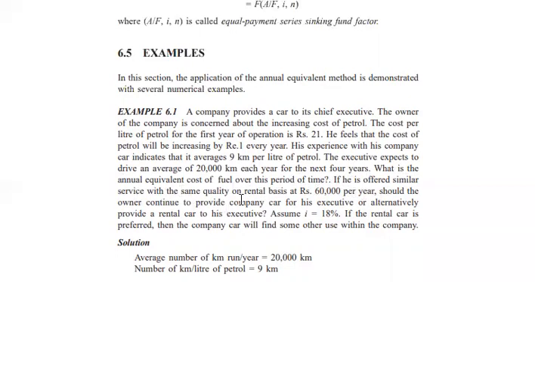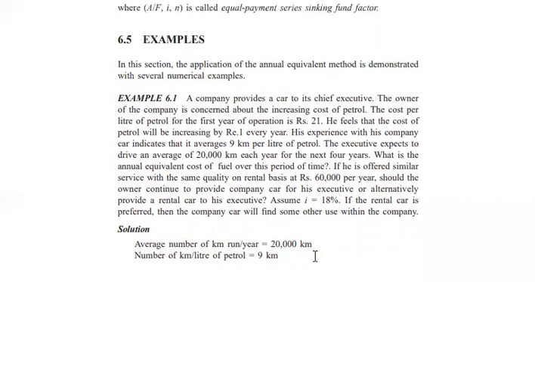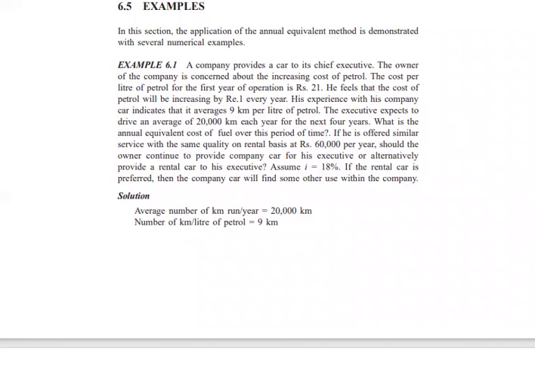Should the owner continue to provide a company car for his executive, or alternately provide a rental car to his executive? Assume interest is 18 percent. If the rental car is preferred, then the company car will find some other use within the company. So you can pause the video and read the example question again. Okay, so I hope that you read the question.